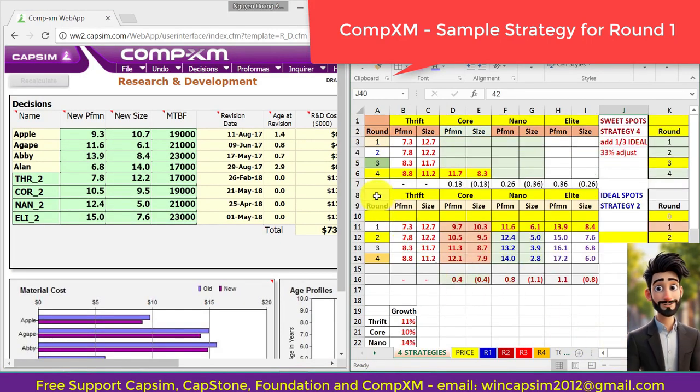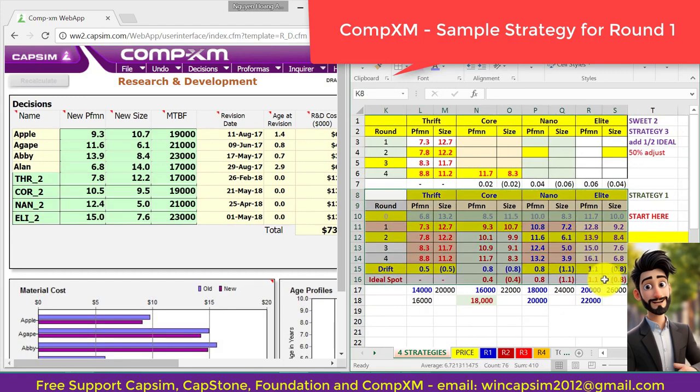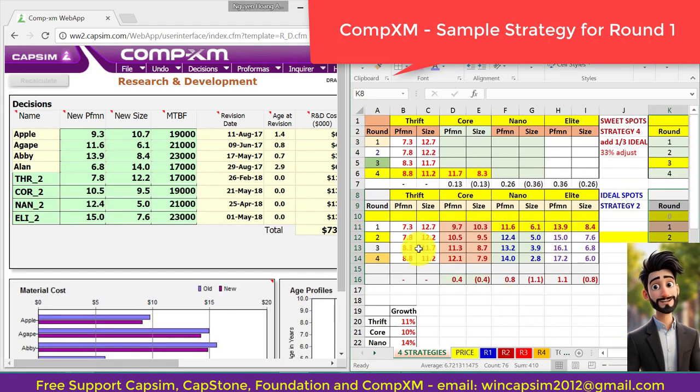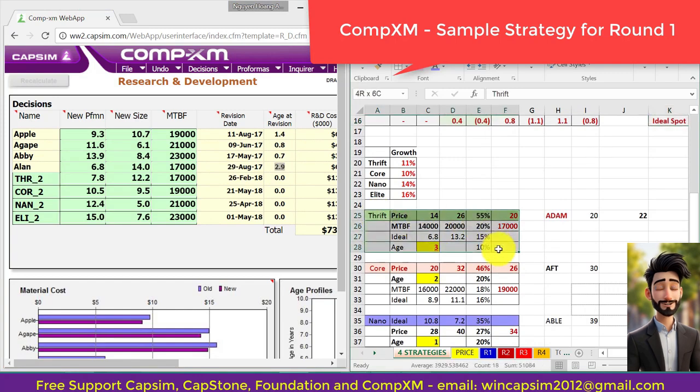Hello, and welcome to the CompXM Capstone Simulation. This video is designed to walk you through the strategy for CompXM 2025, with a specific focus on Round 1 and setting up the foundation for all 4 rounds. If you follow this strategy carefully, you'll be on track for a top result of $999 to $1,000.